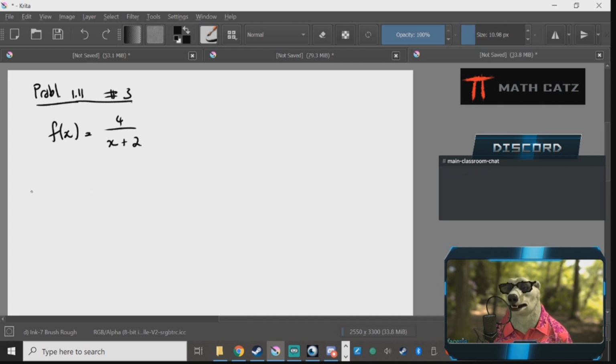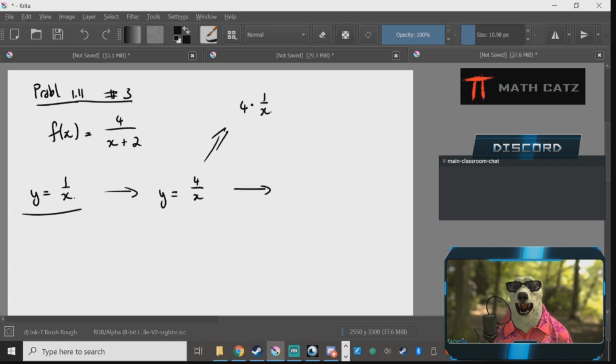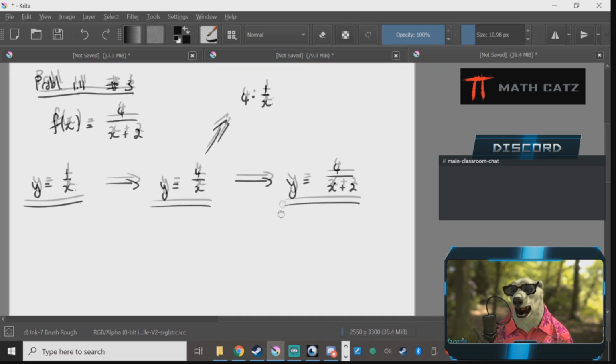So, of course, I'm going to start with y equals 1 over x. That's what this is built on. Then I'm going to go to 4 times that, and I can put the 4 at the top, but it is really 4 times the right-hand side, right? And then we will lastly replace the x that I had previously with an x plus 2. Okay, so I want to map out my function transformations first. Now I have a plan, and now I'll graph it.